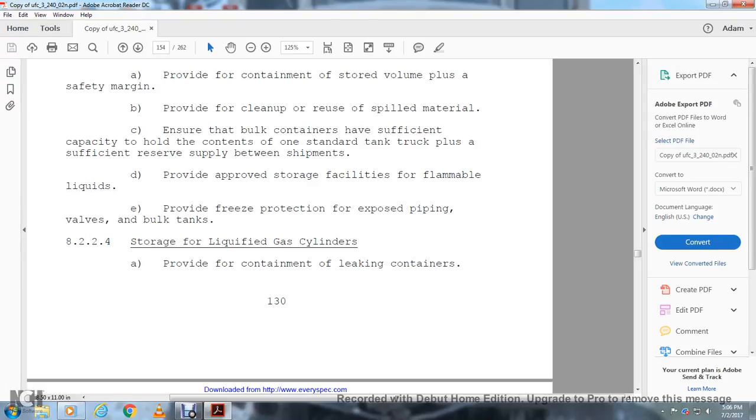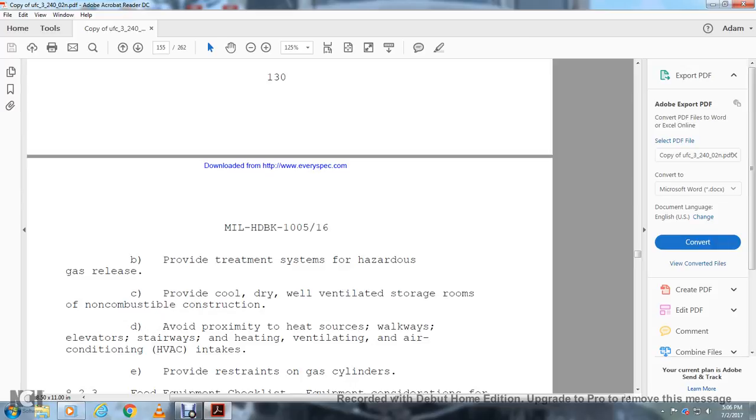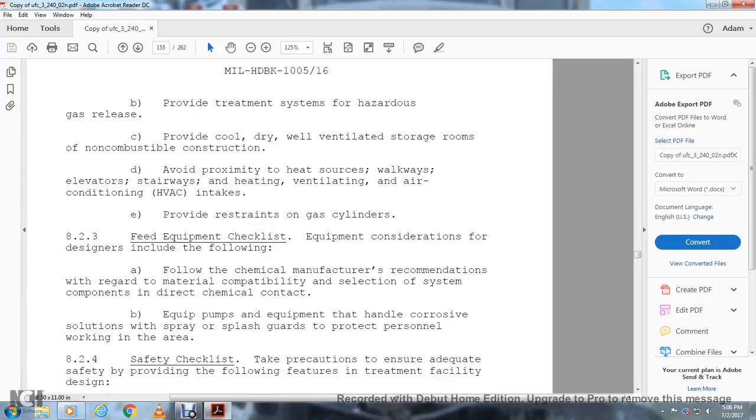Storage of liquefied gas cylinders. Provide containment for leaking containers. Provide a treatment system for hazardous gas releases. Provide cool, dry, well-ventilated storage areas for non-combustible corrosive gases. Avoid proximity to heat sources, walkways, elevators, stairways, and heating, ventilating, and air conditioning intakes. Provide restraints for gas cylinders.